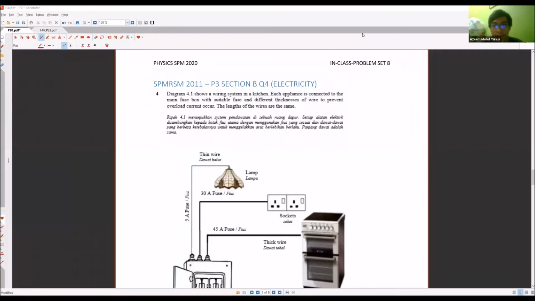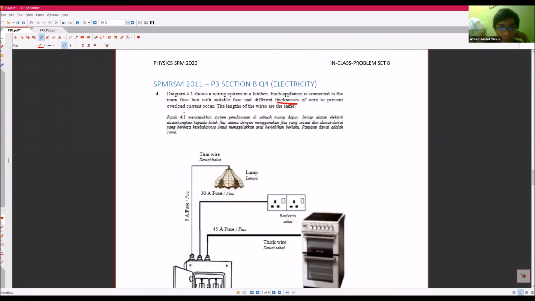Let's start with our next question, electricity. So basically, electricity is a very simple question, but we need to be careful about the variables and the apparatus especially. So let's see. Diagram 4.1 shows a wiring system in a kitchen. Each appliance is connected to the main fuse box with suitable fuse and different thicknesses of wire to prevent overload current occur. The lengths of the wires are the same.